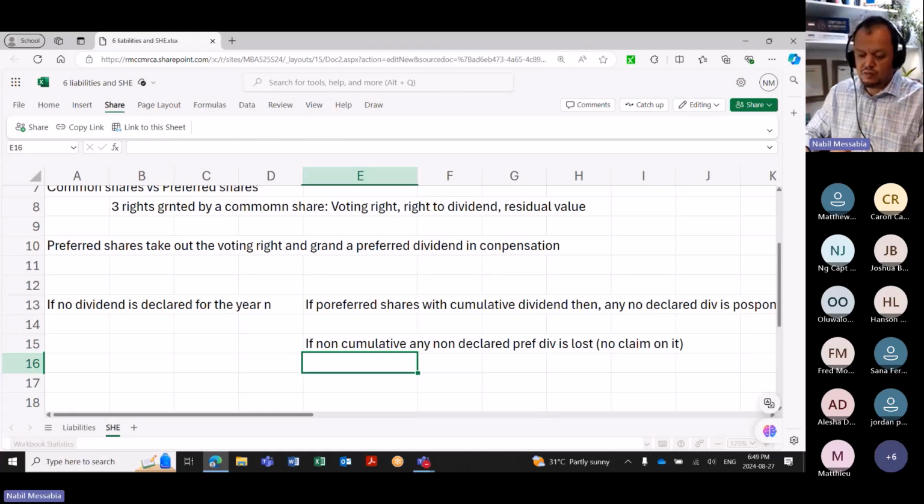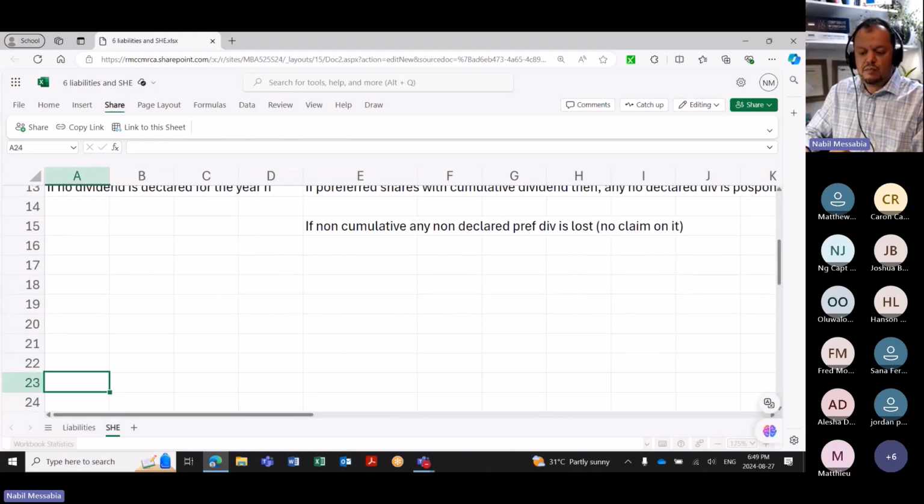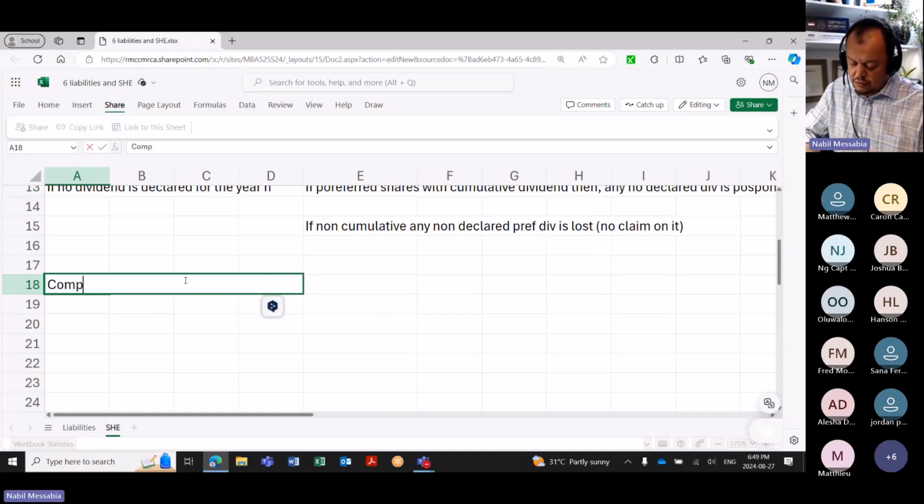So let's make a simulation. Example: computation of preferred dividend. Okay, illustration.